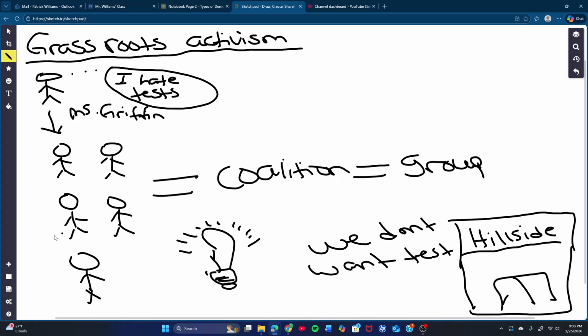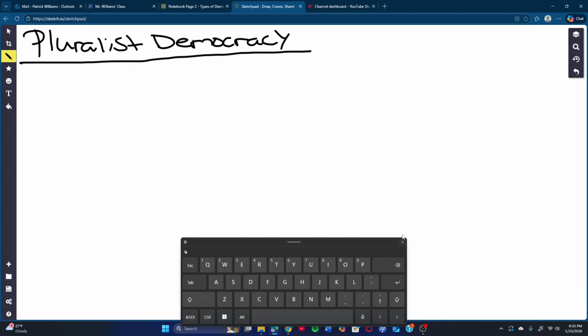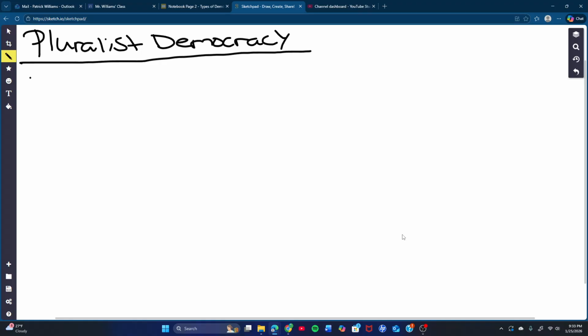All right, let's create another page. Okay, let's look at a pluralist democracy, right? This is the many voices model, right? I'm gonna put it right here, pluralist. There we go. Pluralist democracy. Okay, let's get rid of this. This is the many voices democracy, or many voices model is what I like to call it, right?